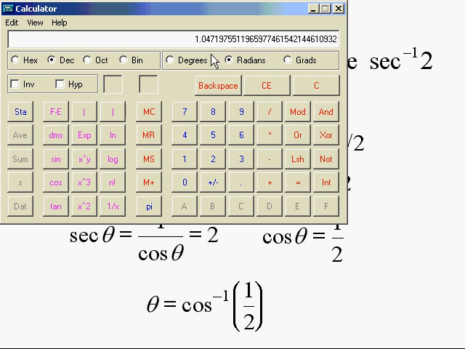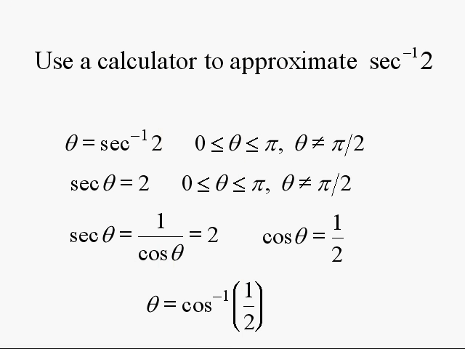Let me show you that it is 1.047 something, pi divided by 3, 1.047 something. It's a good bet. And we've got a value that works for the inverse cosine, and that's the right thing to consider to answer the original question for the inverse secant. Okay.